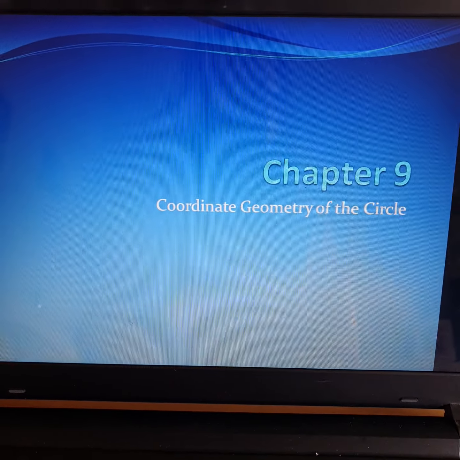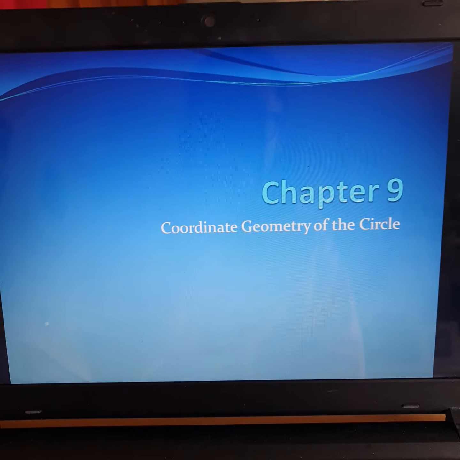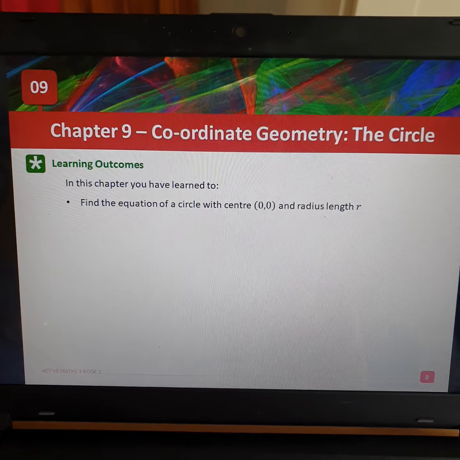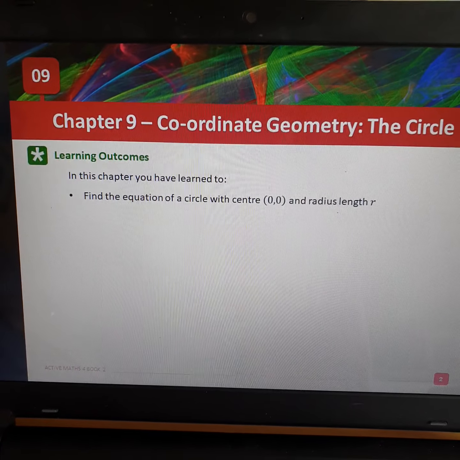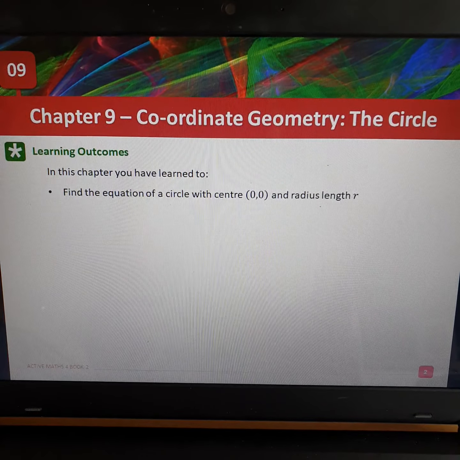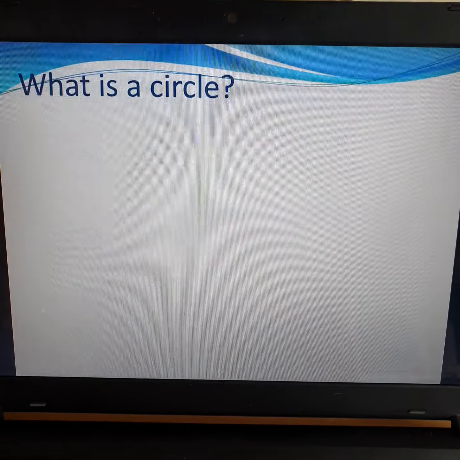So your first lesson on chapter 9, which is coordinate geometry of the circle. The first thing we're going to look at is the first learning outcome that is on the second slide. So it's find the equation of a circle with center 0, 0 and radius length r. So center 0, 0 is the origin. Okay, and I'll come back to the other learning outcomes later.